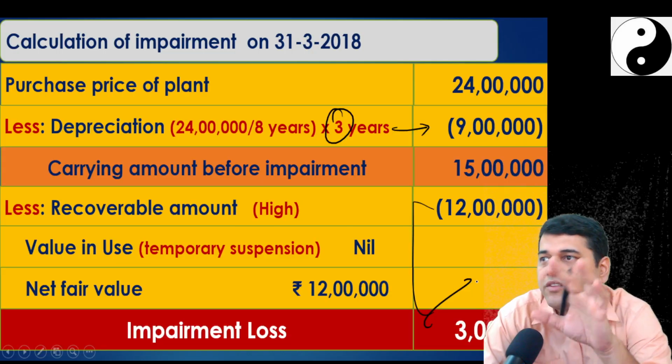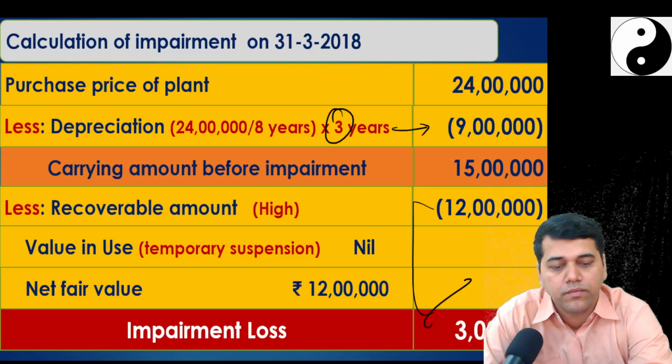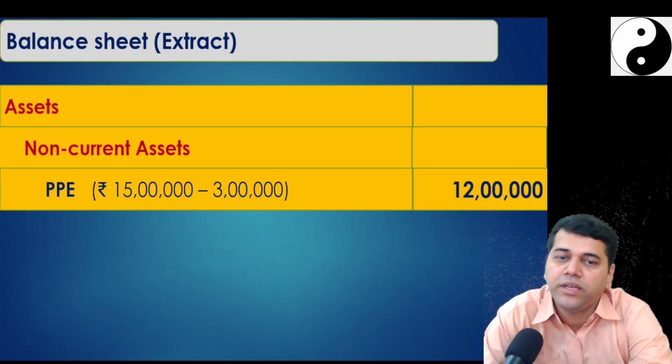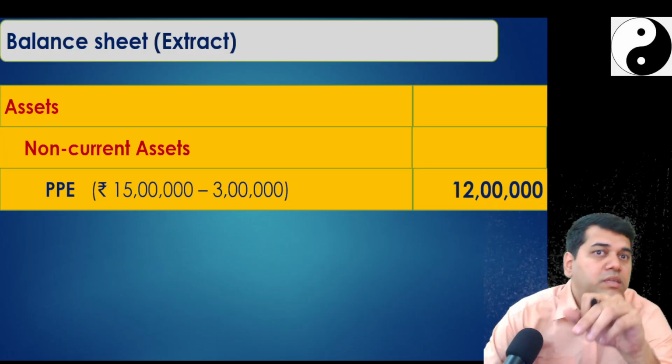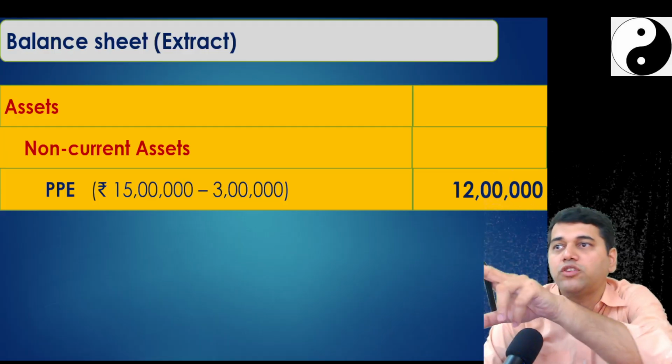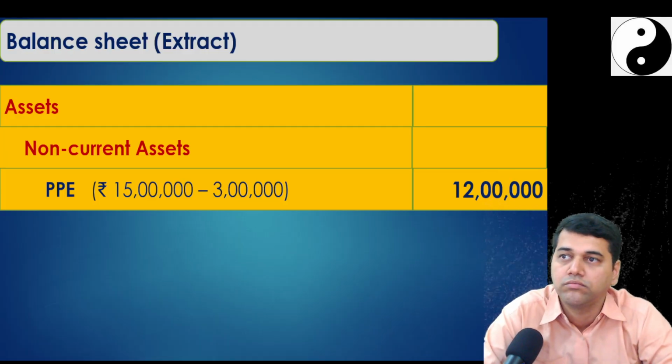Okay, students, any confusion? So the balance sheet extract would be the same. Everything is the same, but they created a confusion with regard to the fair value deduction in the exam question.